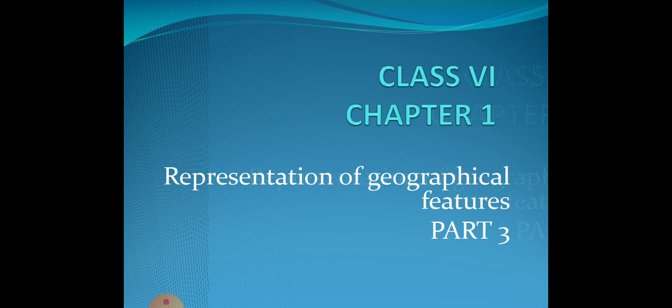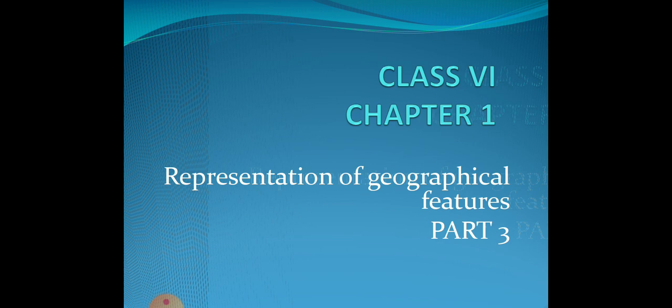Now we are on the third part of our chapter, and this portion is called the elements of a map. The elements of a map are a compulsory component of a map. Without elements, our map becomes like an outline map. So it is very important to know about the elements of a map.